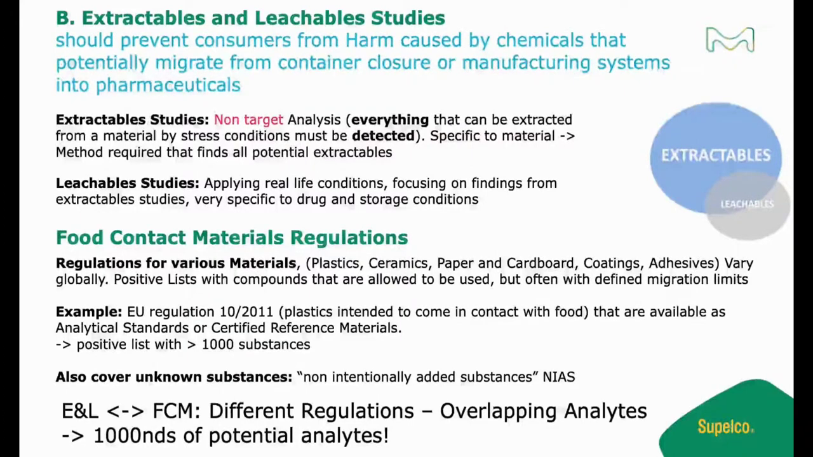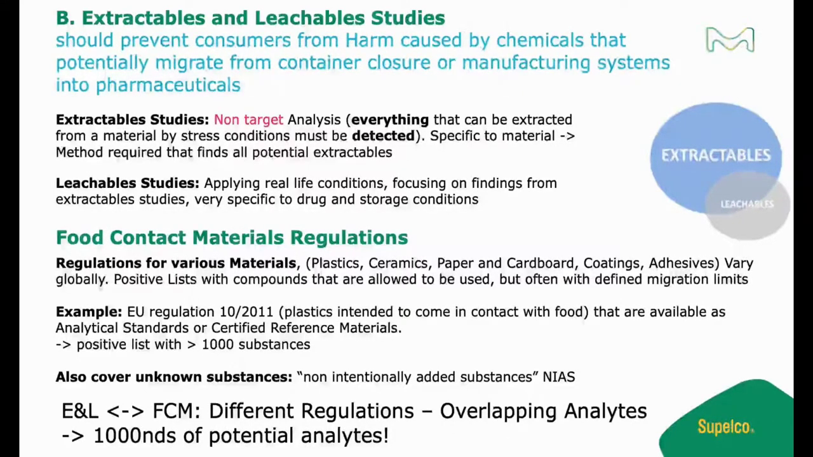The next highlight group are our reference materials for extractables and leachables or for food contact materials. The term extractables and leachables is mainly in use in the context of pharmaceutical products and medical devices. In the field of food, the more common term used is food contact materials. There are many region or country-specific regulations for food contact materials. These often define what chemicals are allowed to be used to produce materials that come into contact with food. They usually come with a positive list of chemicals, but also defining maximum migration limits for a lot of these. In addition, also the occurrence or formation of non-intentionally added substances has to be controlled.